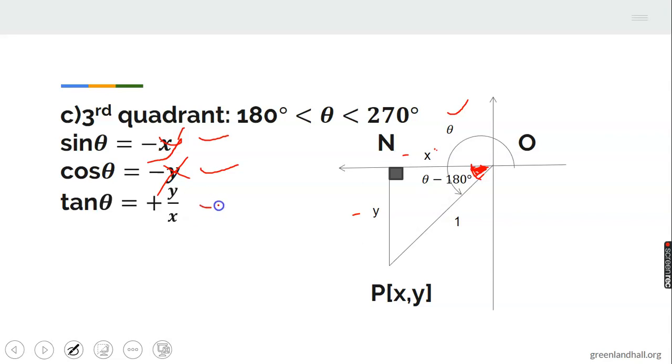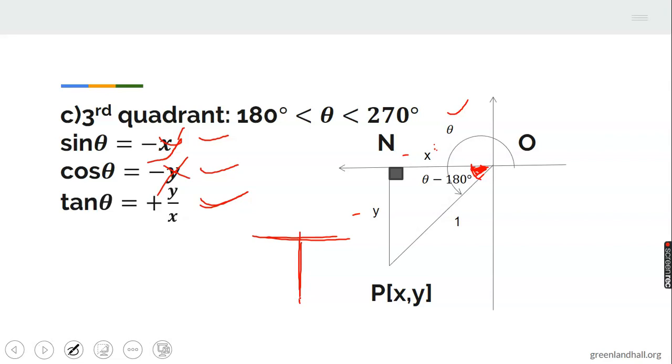But let us see tangent. Tangent here is opposite, which is negative, over adjacent, negative. So negative divided by negative is positive. So we now have tan to be positive here. It's only tan that is positive.